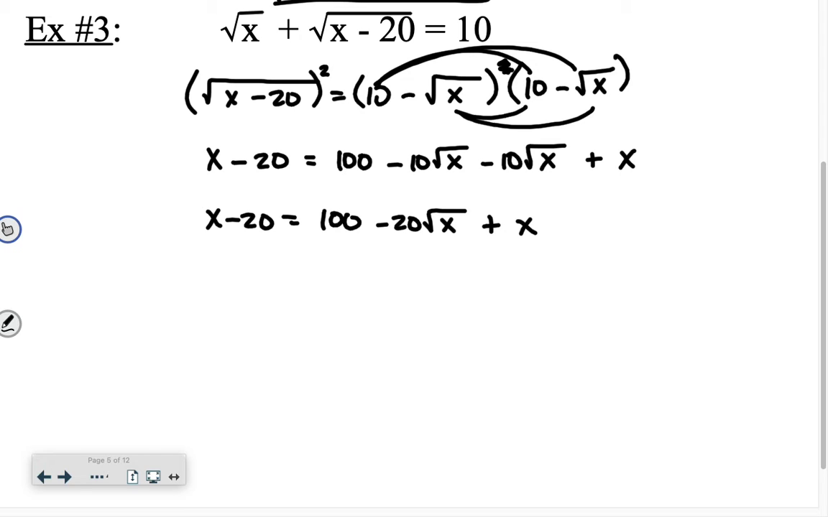Subtract the 100 over, subtract the x over. When I subtract the x, these x's actually will cancel each other out. Those go away. Subtract the 100, we get negative 120 equal to negative 20 square root of x. And now at this point, you could square both sides right now if you wanted to. That would be perfectly fine. But I'm going to go one more step. I'm going to divide both sides by negative 20 only because 120 is divisible by that. If this wasn't divisible, I wouldn't want to divide it and create a fraction. I would leave it and square it right now. Okay? But because it's divisible by that, we're going to divide.